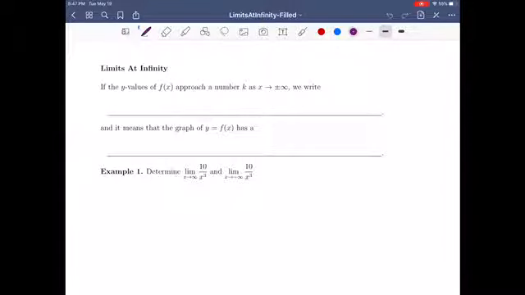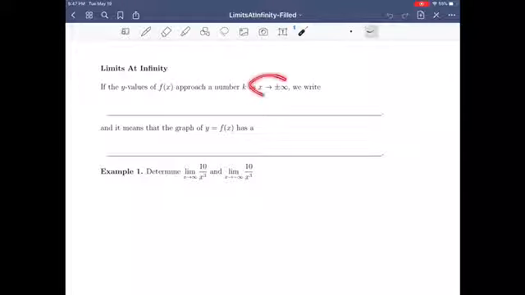In this video, we're going to talk about limits at infinity, is what we call them. So what that means is, instead of seeing what happens as x approaches a specific number, we're going to think about what happens to the y values as x approaches a number that's really big or really small. Okay, so x is going to either plus infinity or minus infinity.